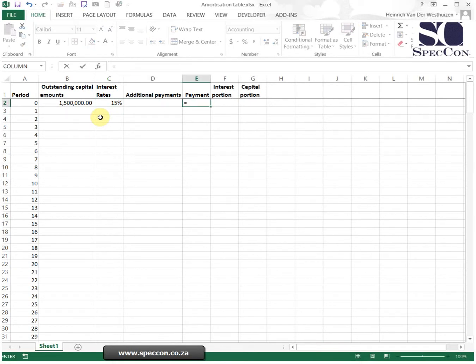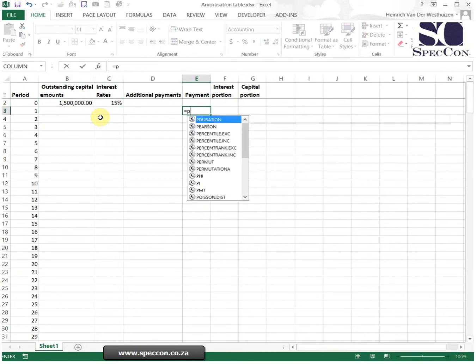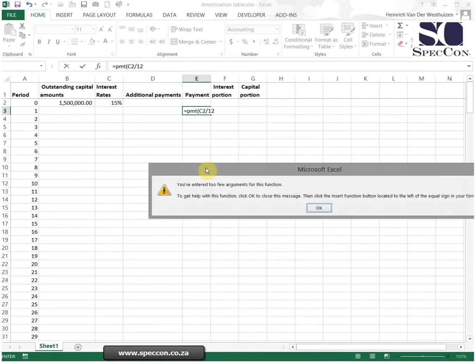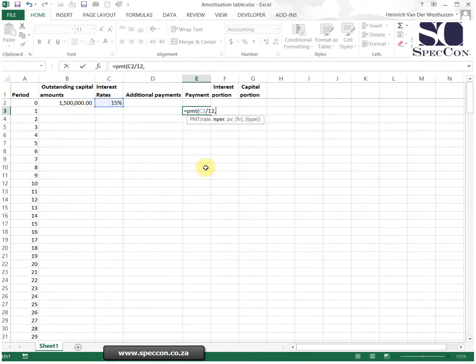What is our payment? So the first payment will be in period 0. So we're going to do a payment formula. The rate is the ending rate of the previous period, which is period 0. So it's 15% divided by 12 because we're doing this monthly. The end period is 240 minus the periods that's already gone past, and our present value is the outstanding amount of the previous period.